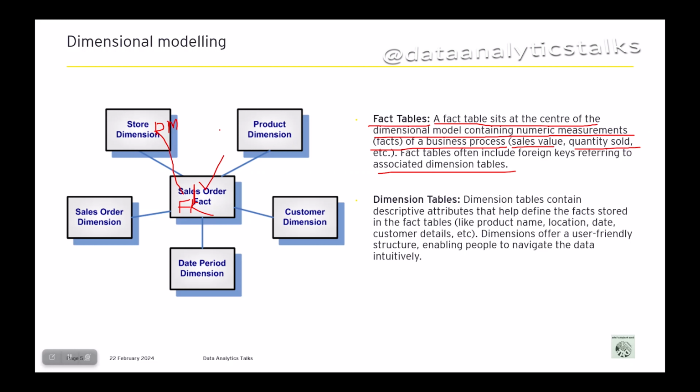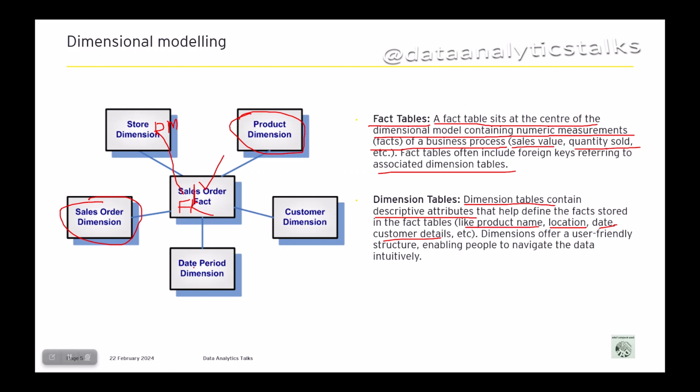When the fact table carries only measurable data, of course, the dimension table should carry the descriptive data, right? So a dimension table contains descriptive attributes that help define the facts stored in the fact tables, like product name, location, date, customer details, etc. So here in the product table, we will have product ID, product description, product location and all. Then here we have the sales order. It carries who is the customer and the quantity.